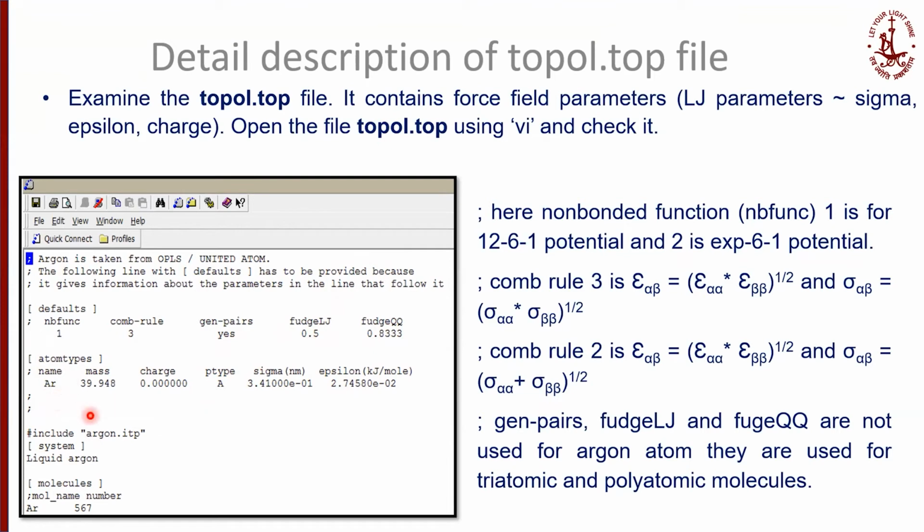Name, argon. Mass, what is the mass of an argon atom? 39.948. Then charge, argon is neutral, so charge is 0.0. P type, what is the type of atom? It is an atom, so A. Sigma in nanometer, epsilon in kilojoule per mole. Sigma and epsilon, again, are Lennard-Jones parameters.